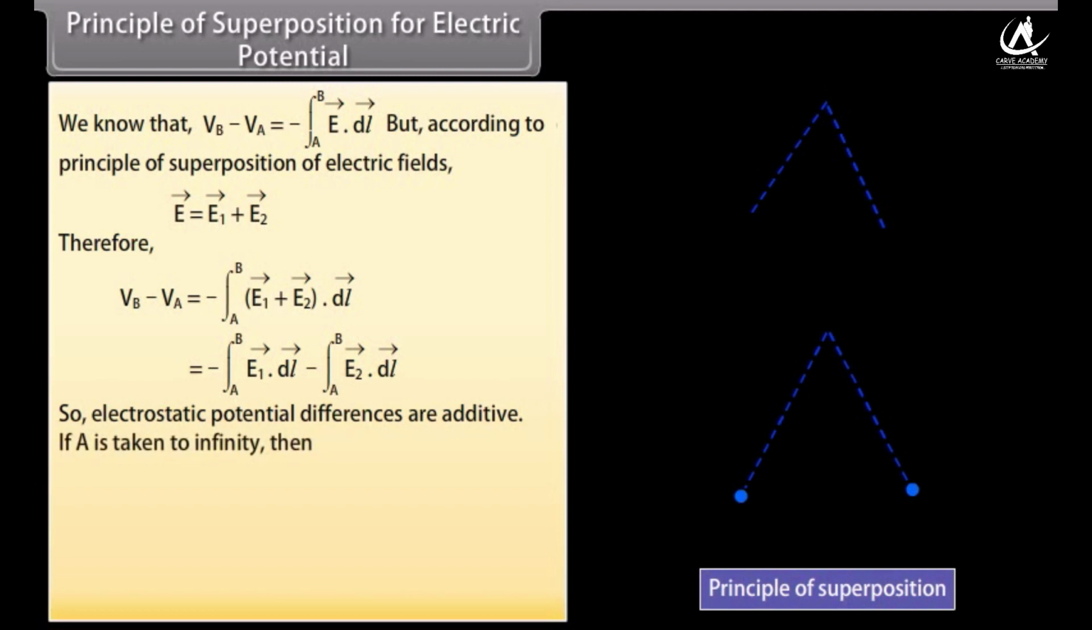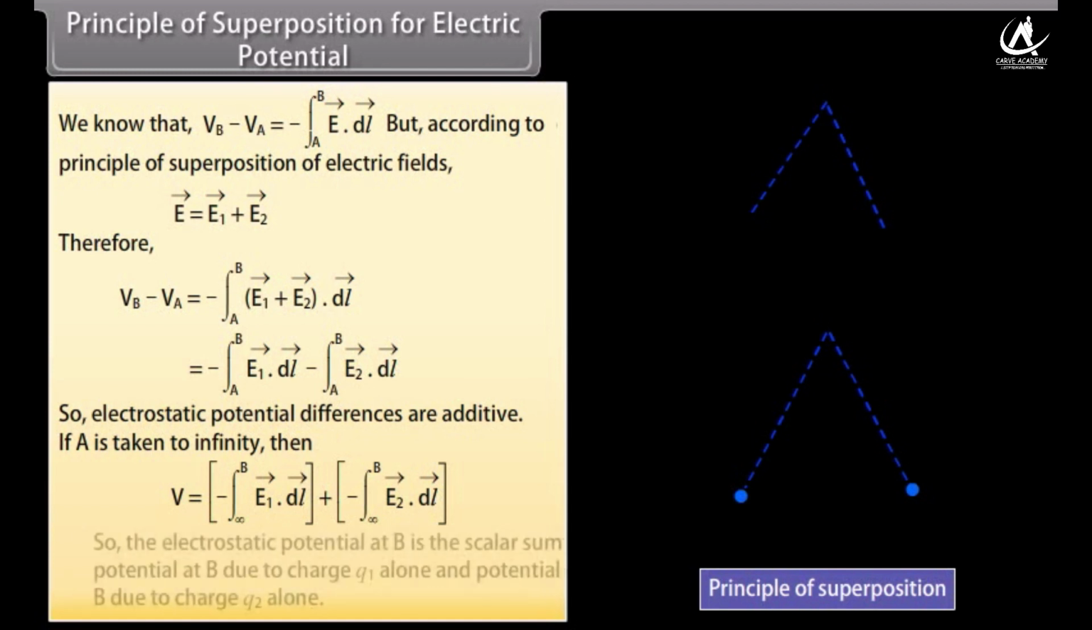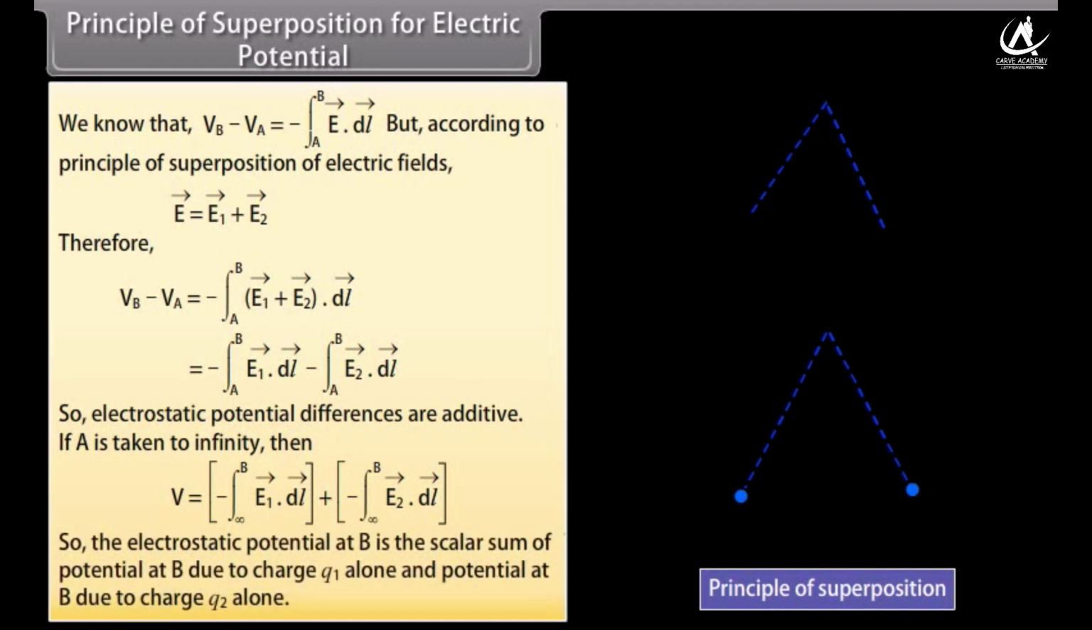If A is taken to infinity, then V is equal to the sum of −∫ from infinity to B of E1·dl and −∫ from infinity to B of E2·dl. So, the electrostatic potential at B is the scalar sum of potential at B due to charge Q1 alone and potential at B due to charge Q2 alone. This result is applicable for any number of charges.